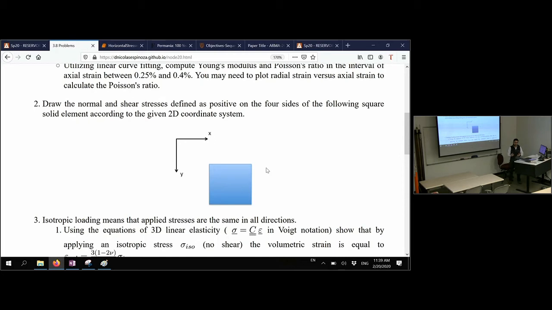So if you're checking some other book which is not about geomechanics, then you will find the opposite. But don't get confused. In geomechanics, remember that compression is positive and tension is negative.